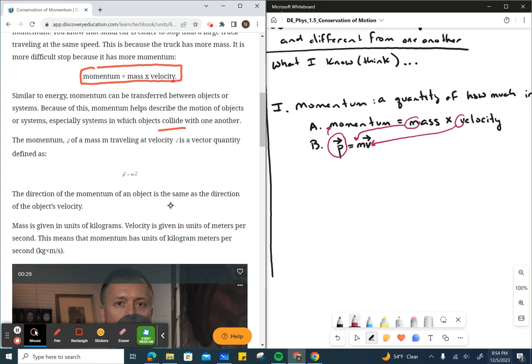The momentum of an object is in the same direction as the object's velocity. Well, that makes sense. Okay. What can we say then here? Letter C.